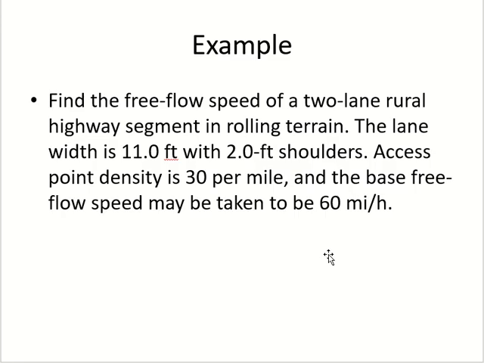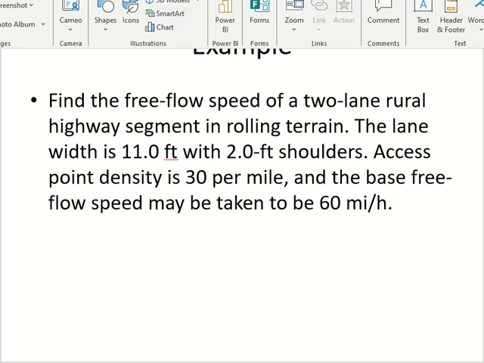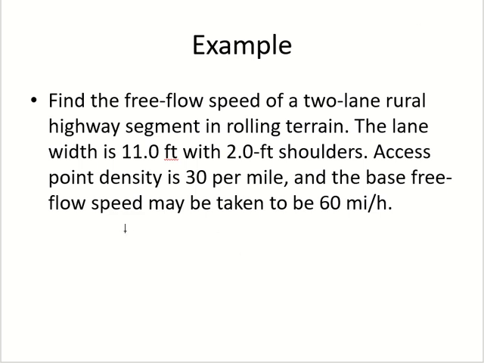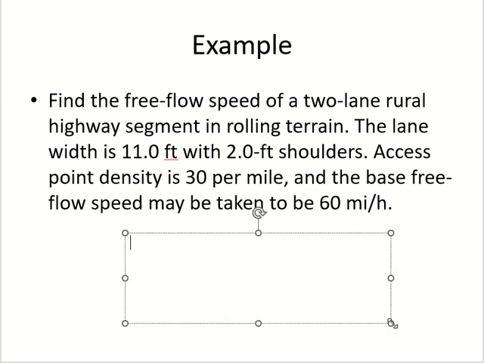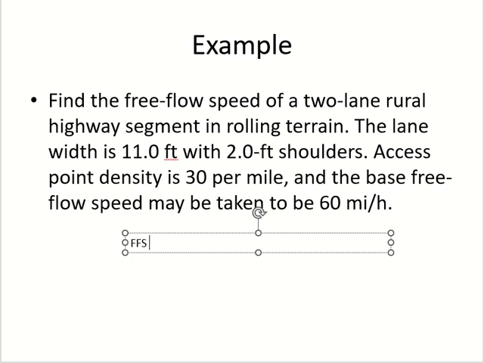Okay, let us look at one very simple question. We have free flow speed, 2-lane highway, rolling terrain doesn't matter here. Lane width 11 feet, shoulder width 2 feet. Access point 30 per mile, the base value is 60. So free flow speed equals the base value minus the two factors. The first factor is for lane and shoulder width. Lane width 11, shoulder 2.